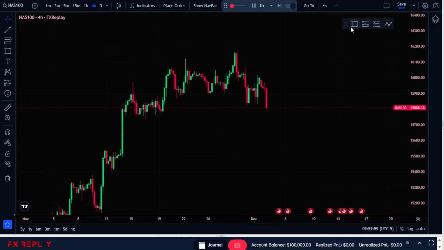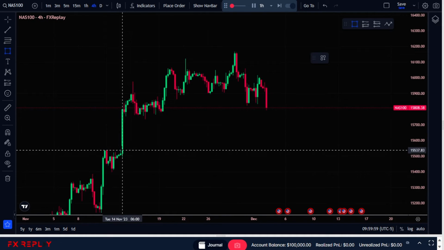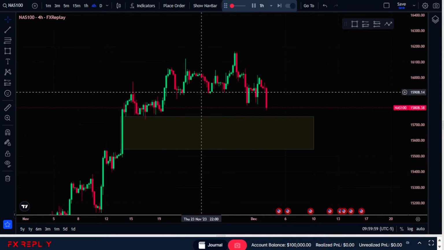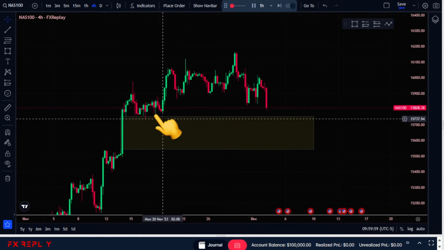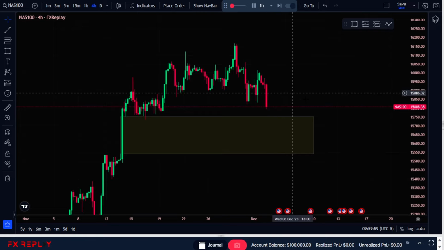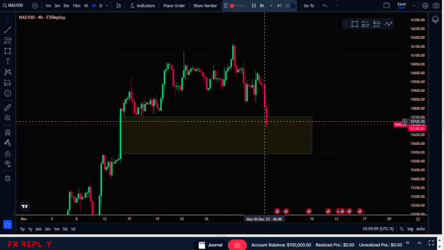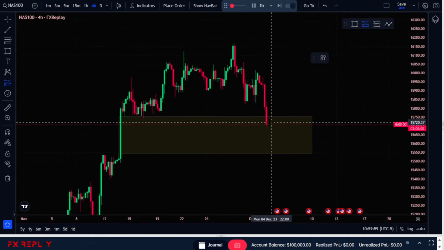Over here, in a similar example in the 4-hour time frame, we can see that the price is near this fair value gap and is most likely about to tap into it. We also have a lot of sell side liquidity. Let's forward the price. There we go, we have tapped into the fair value gap, as well as purged all of the sell side liquidity.